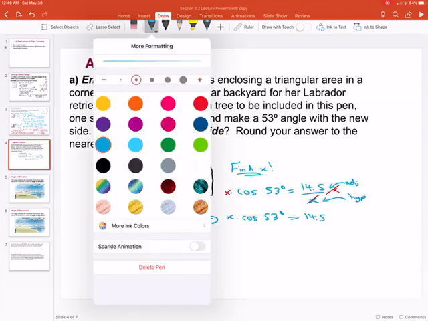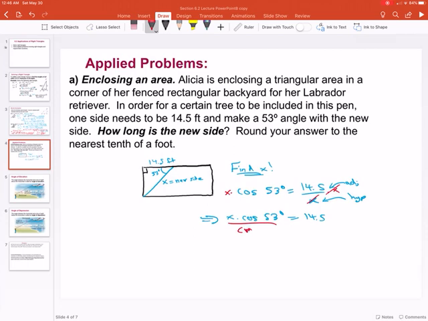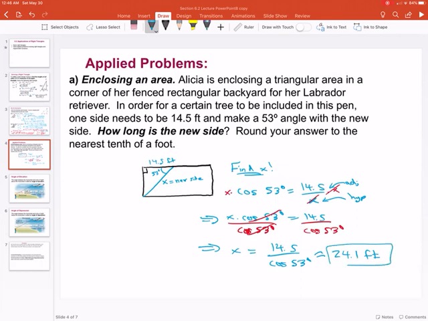And then we're ready to divide out the coefficient, which is cosine of 53. So let's do our algebra. We divide out cosine of 53 degrees on both sides. What do we come up with for x? x is equal to 14.5 divided by the cosine of 53. Get your calculator out and type that in. I'm going to let you type it in. We'll write in the answer. We get approximately 24.1. We round to the nearest tenth of a foot, so 24.1 feet. There's the new side in this triangular corner of her backyard now.